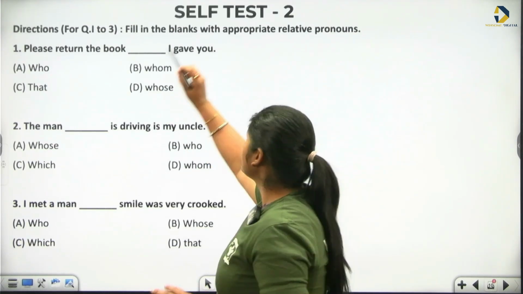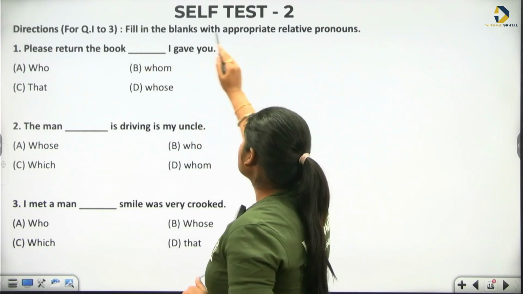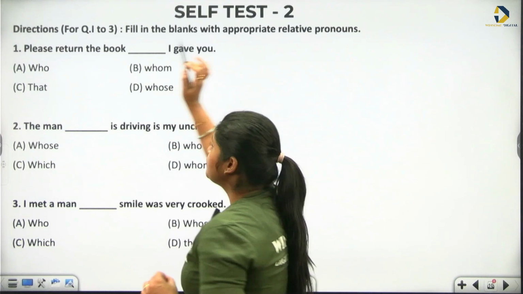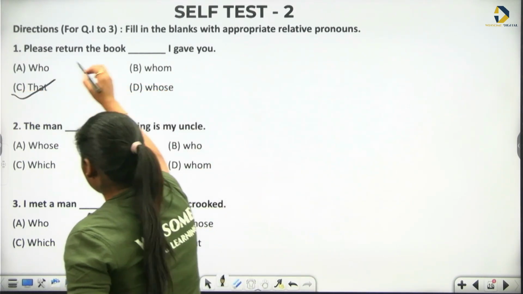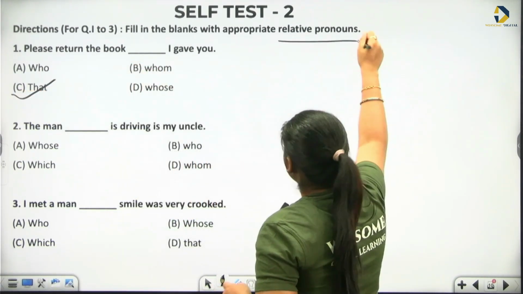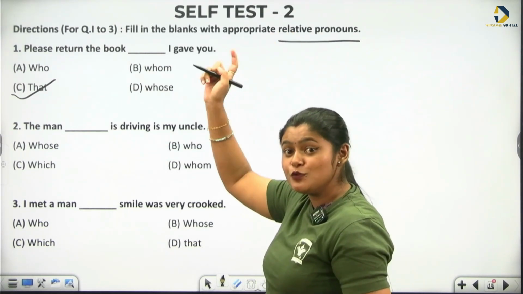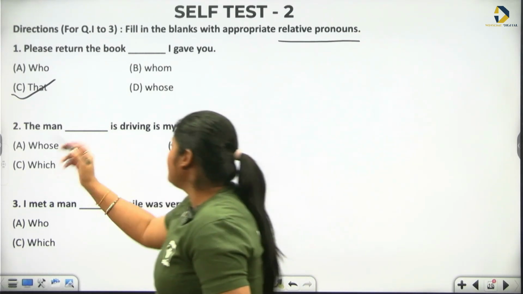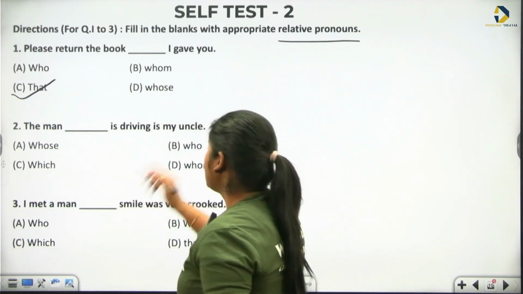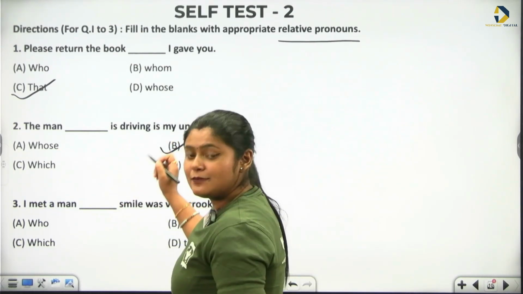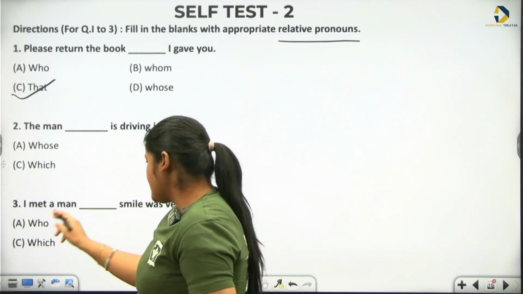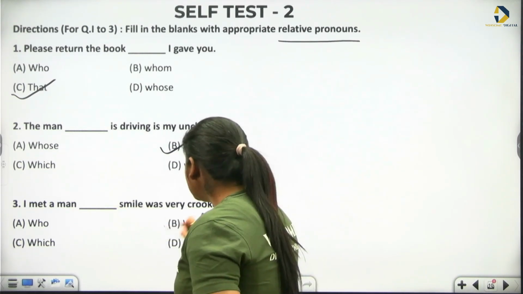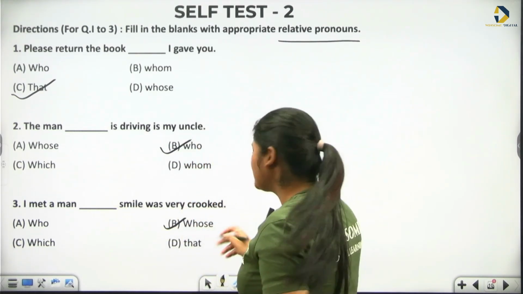Okay, so we will do the self test too. Fill in the blanks with appropriate relative pronouns. So, please return the book dash I gave you. Please return the book that I gave you. हमने relative pronoun में पढ़ा था, when we talk about a thing or something, we use that. So when we talk about a person, we use whom, whose. Okay. The man dash is driving is my uncle. The man who is driving is my uncle. Question number 3. I met a man dash smile was very crooked. I met a man whose smile was very crooked. Crooked means who is very rude.